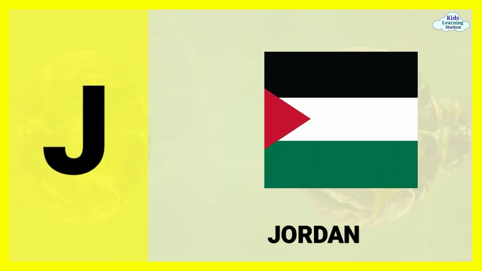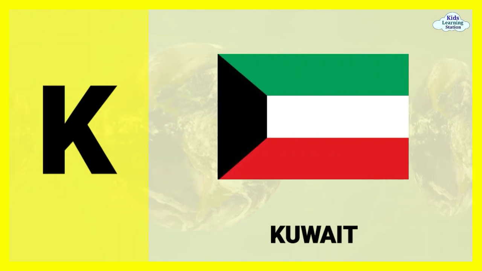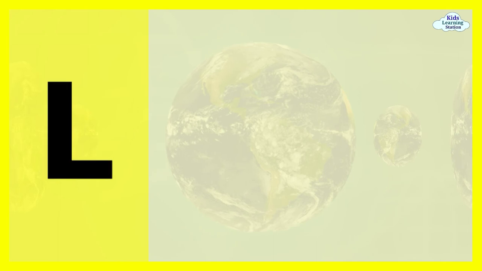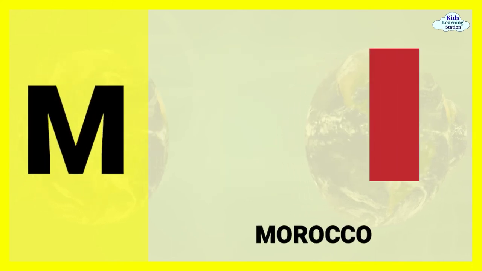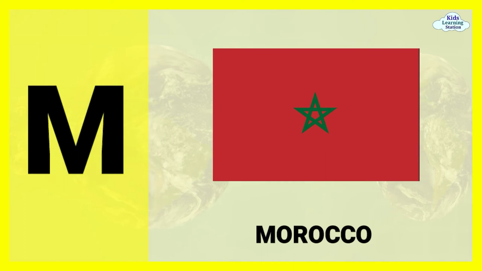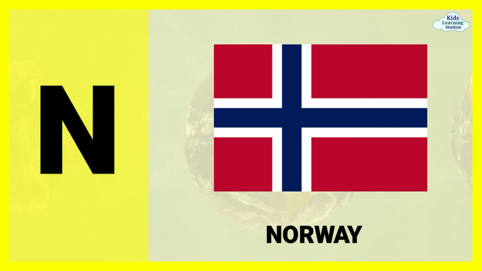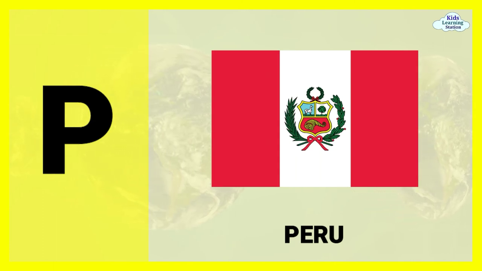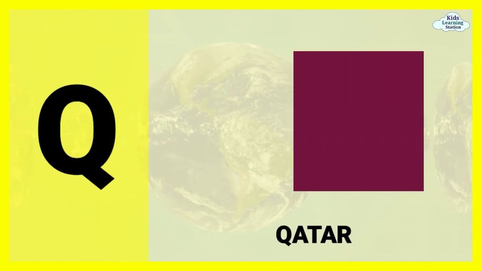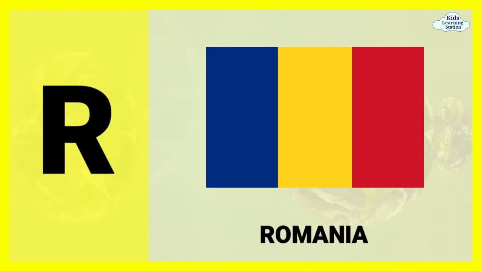J is for Jordan. K is for Kuwait. L is for Laos. M is for Morocco. N is for Norway. O is for Oman. P is for Peru. Q is for Qatar. R is for Romania.